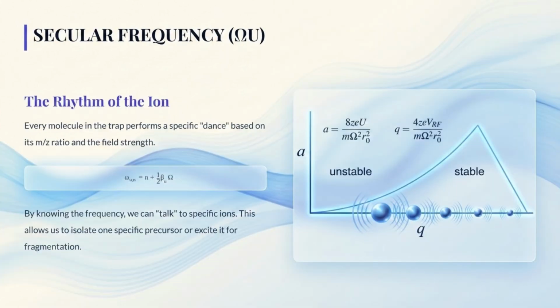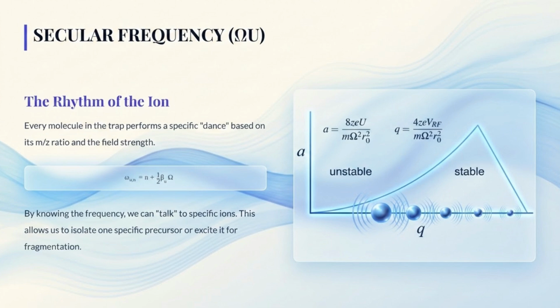Every ion in the trap isn't just sitting still, it is dancing. This dance has a specific rhythm called the secular frequency, or omega sub u. The formula for this is omega sub u comma n equals the quantity n plus 1/2 beta sub u multiplied by omega. This is crucial, because every molecule has a different mass-to-charge ratio, or m over z. Every molecule has a different natural dance move. Heavier ions move slower, lighter ions move faster.